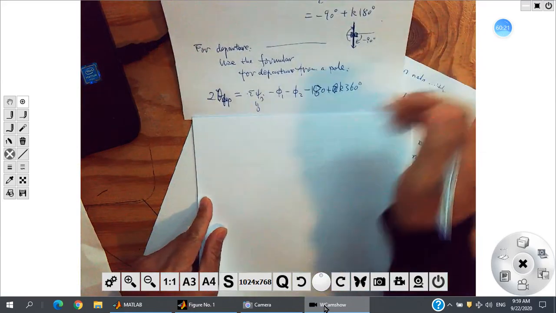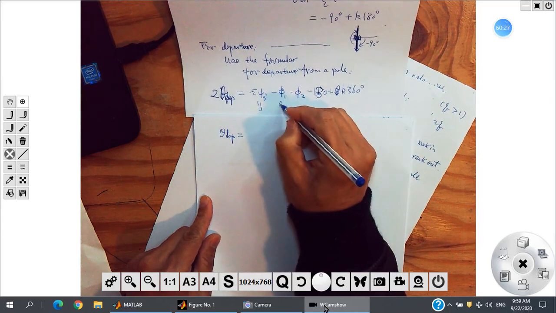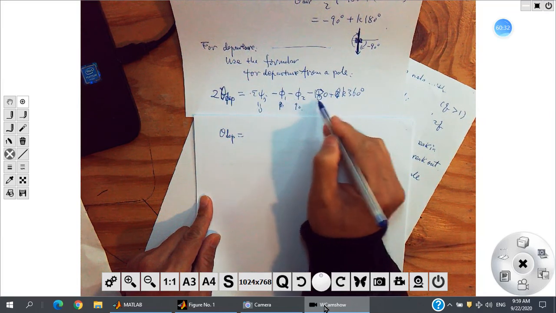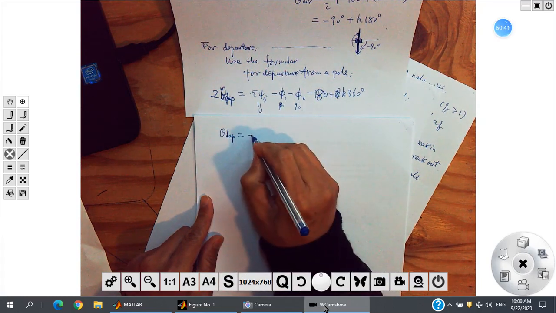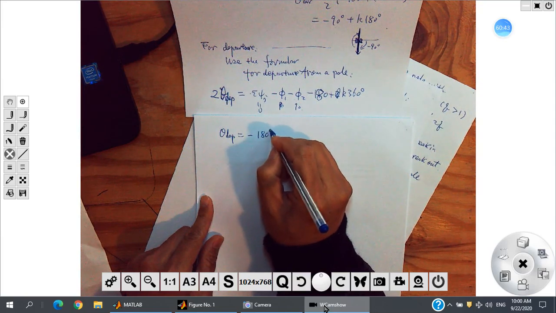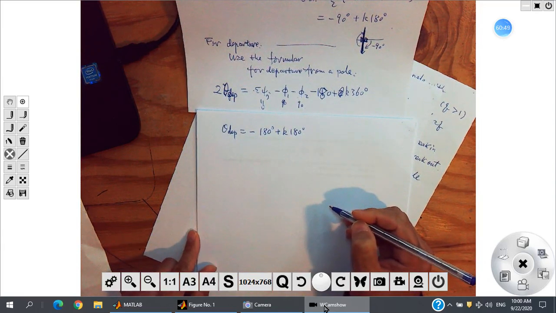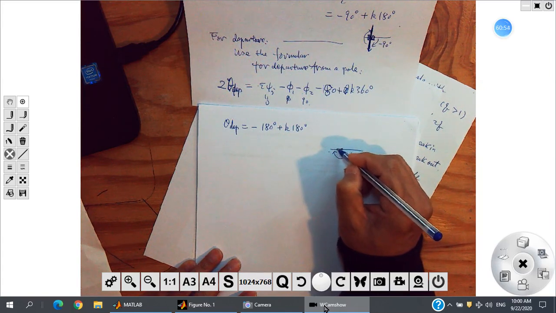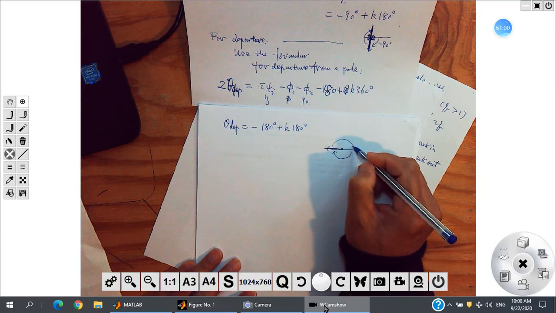Okay, so we have the departure direction. This angle is equal to, this is 0, this is 90, this is 90, so it's 180. So minus 180 minus another 180, so 360, it's nothing, right? I divide by 2, I also divide by 2, so it's minus 180. And this is plus k 180. Yeah, we have this one. So it will be negative 180 here, and plus k of 180, so plus 180, plus 180, whatever.